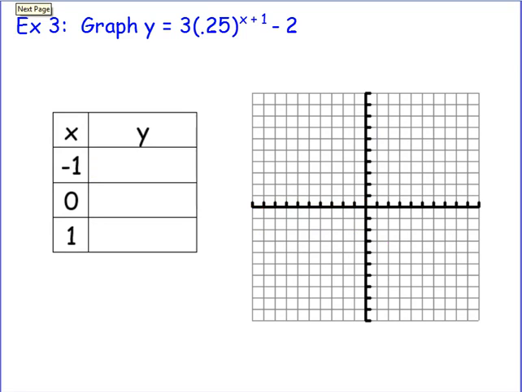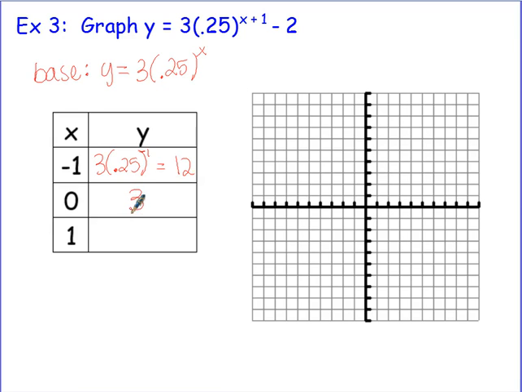So let's see how you did with this one. First of all, your base equation should have been y equals 3 parentheses 0.25 to the power of x. And so you should have typed in 3 parentheses, whoops. In your calculator, you should have done 3 parentheses 0.25 to the power of -1. Your calculator should have told you the number 12. When you did it with 0, you should have gotten 3. When you did it with 1, you should have gotten 0.75.